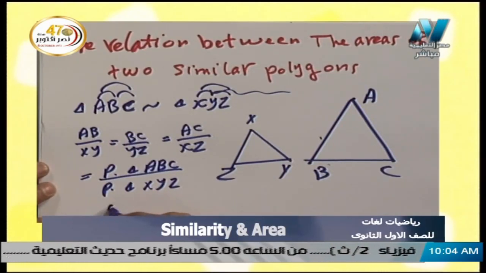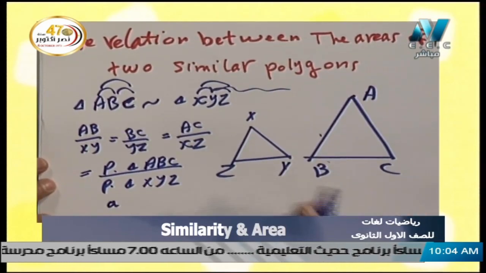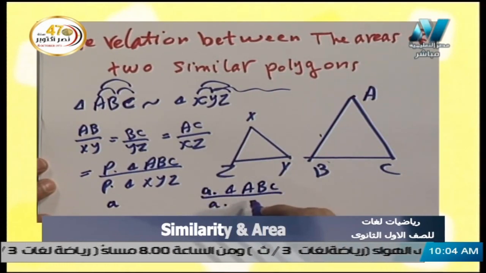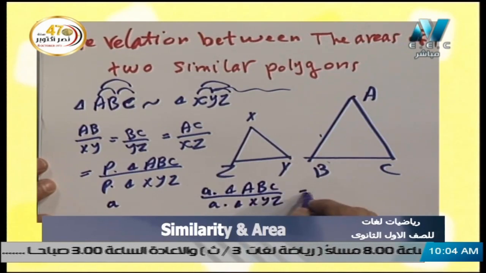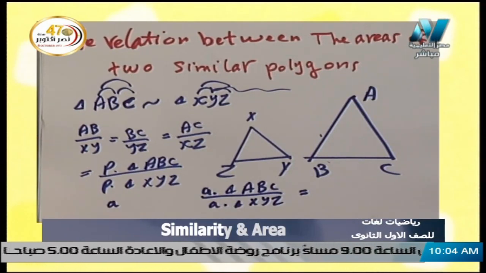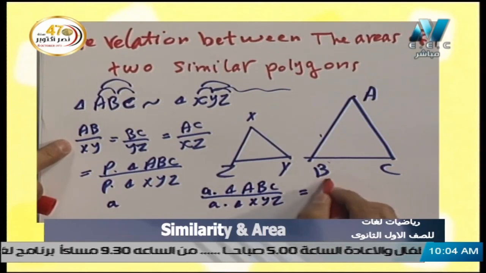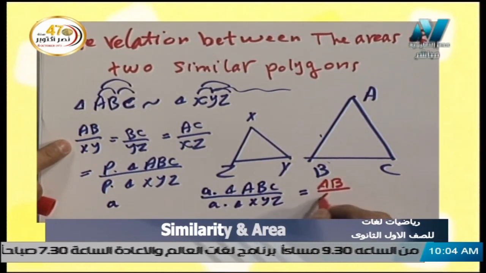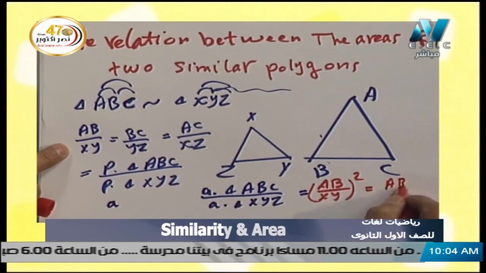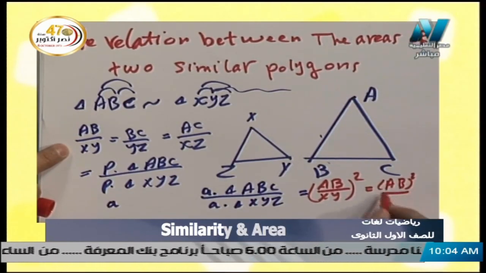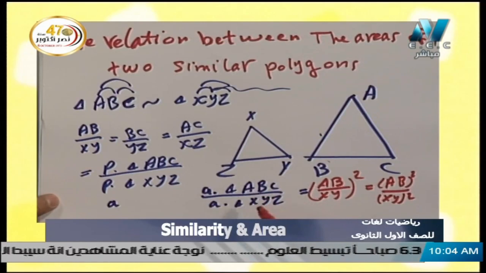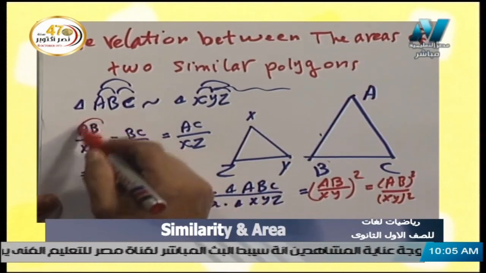The area of triangle ABC over the area of triangle XYZ will equal any one of these ratios but to the power 2. We can say it equals AB over XY all power 2, or we can say AB power 2 over XY power 2. So the ratio between the areas of two triangles equals the square of any ratio of these ratios.